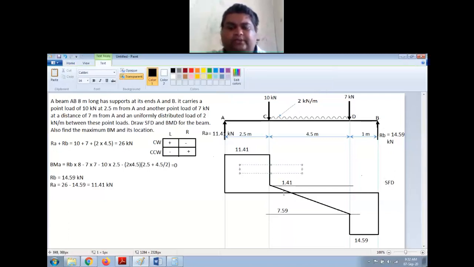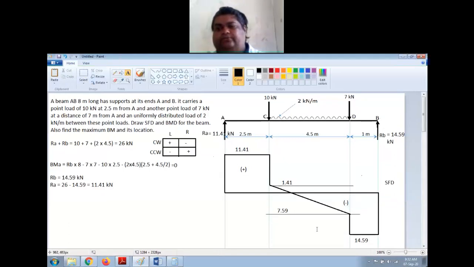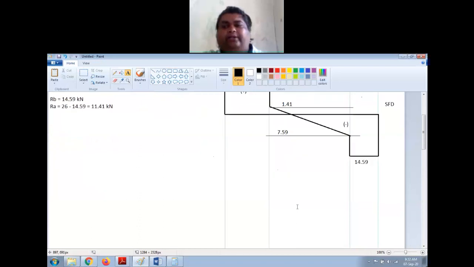This here is positive shear force, and here this is negative shear. Any questions or doubts on this? Okay, let us proceed. Now I have to find the bending moment and bending moment diagram.